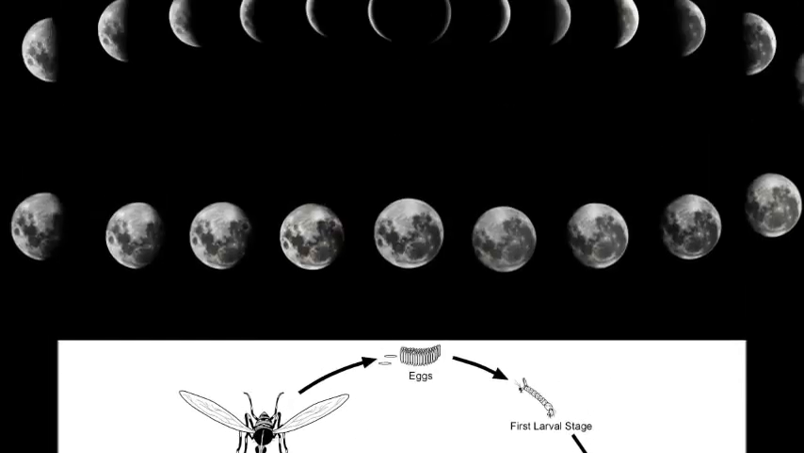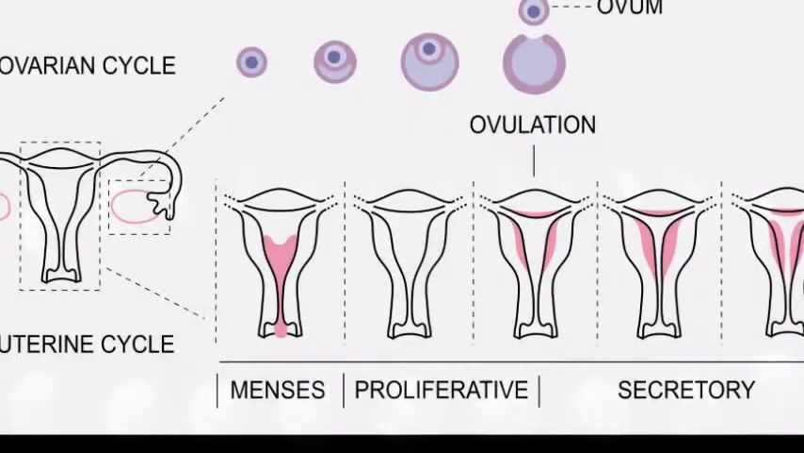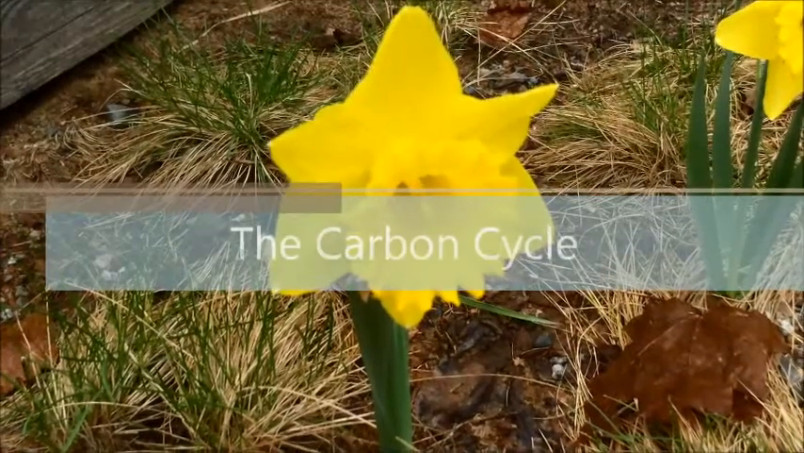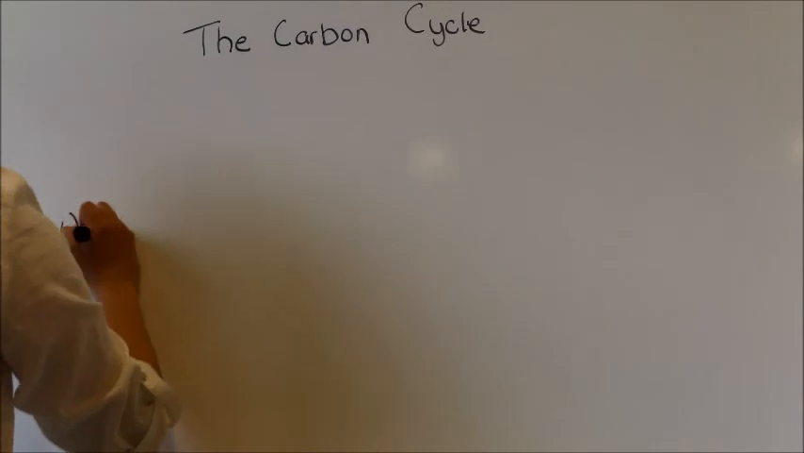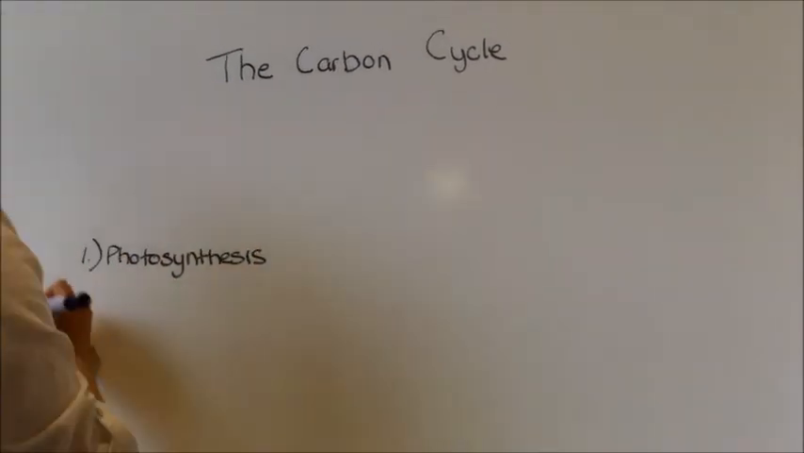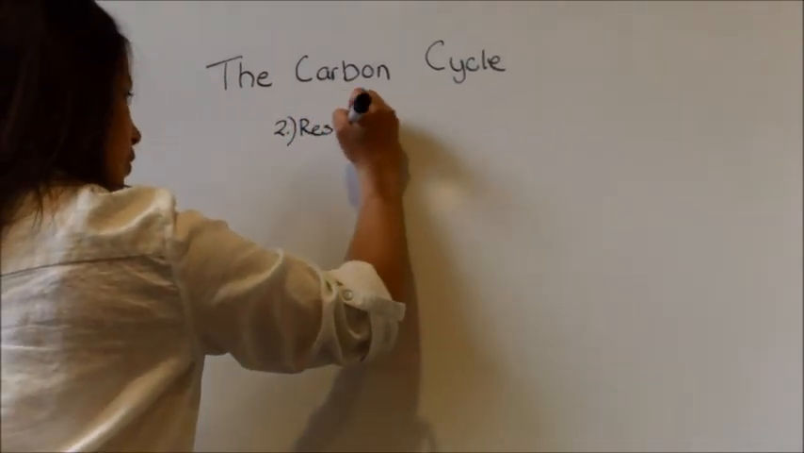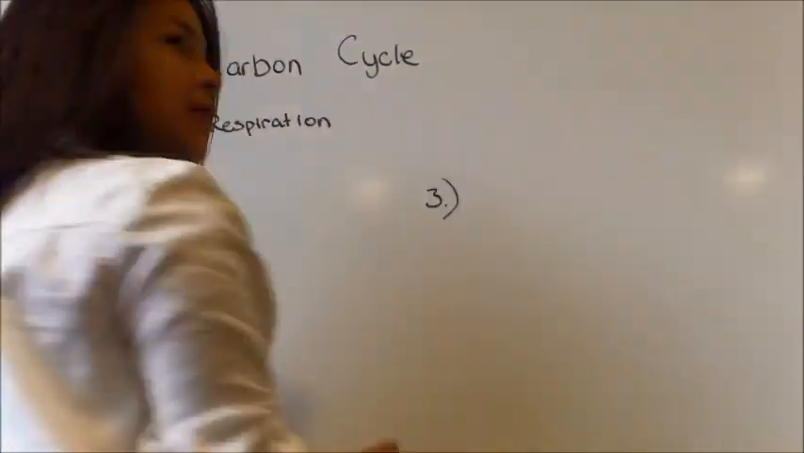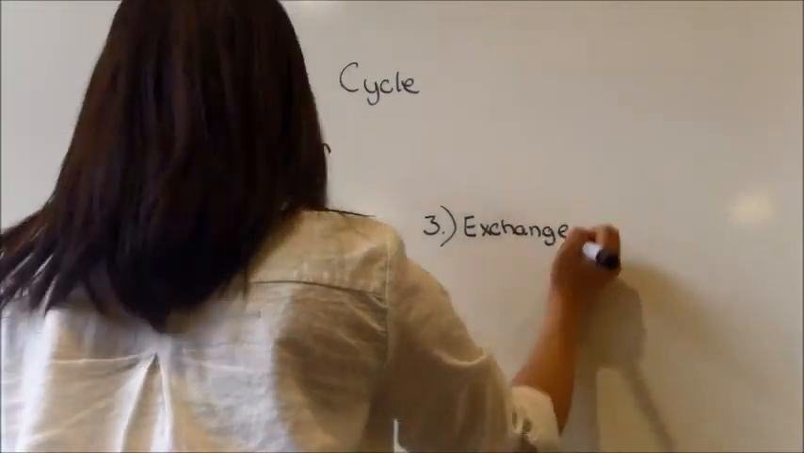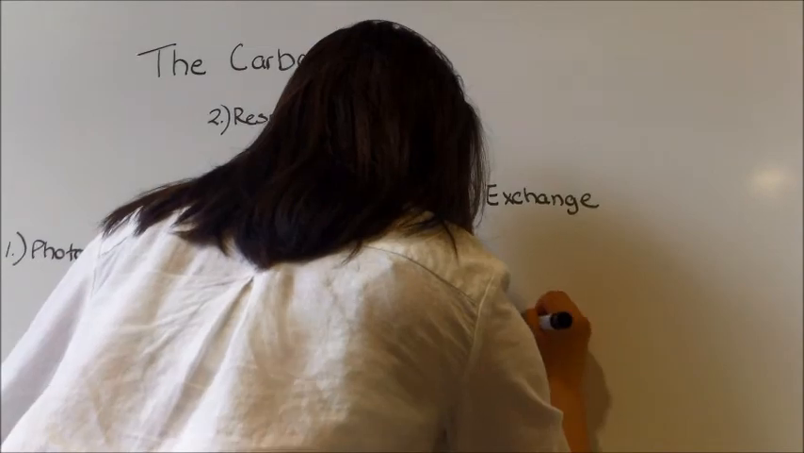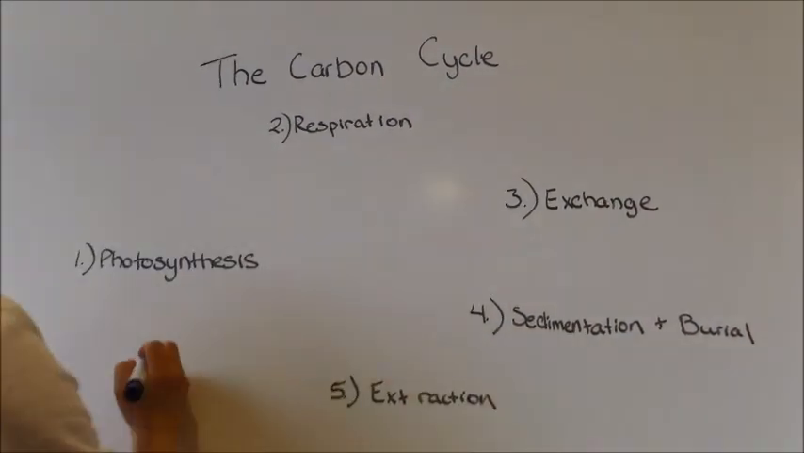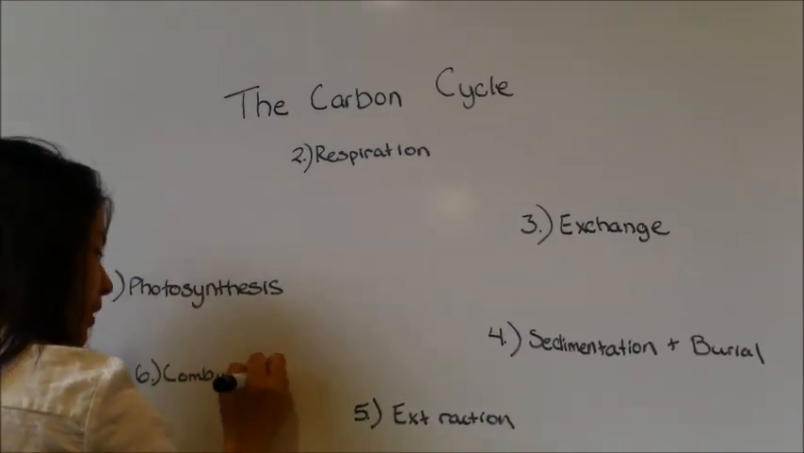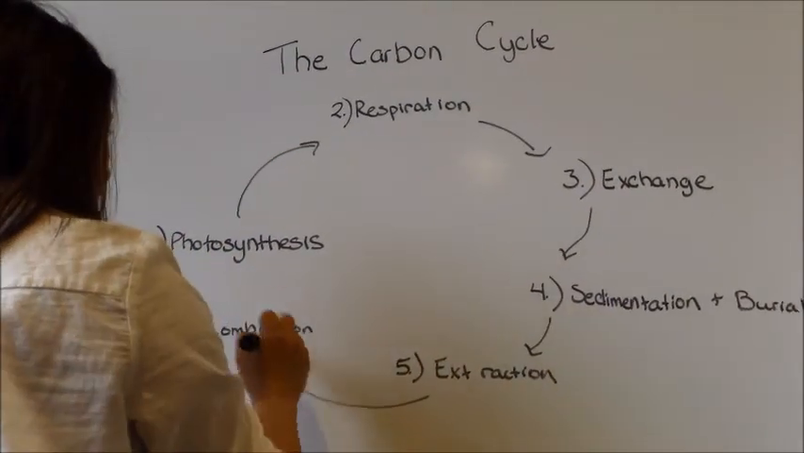Life, astronomy, menstruation. These are all examples of cycles. Today, we are discussing the carbon cycle. The carbon cycle has 6 components: photosynthesis, respiration, exchange, sedimentation and burial, extraction, and combustion. Let's start with photosynthesis and respiration.